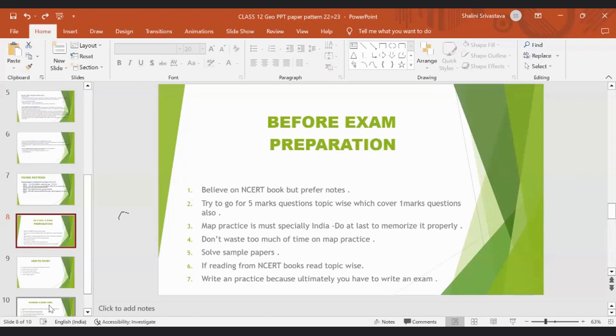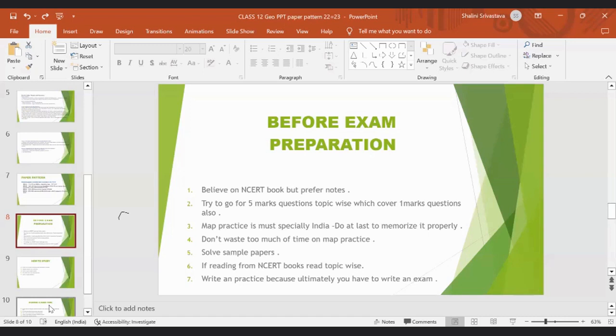That idea you will definitely get when you solve sample papers and the toppers' answer books. If reading from NCERT books, read topic-wise. Again, the same thing: write and practice, because ultimately you have to write an exam. So keep writing and memorizing it, learning it. Ultimately, whatever you write is the final thing.